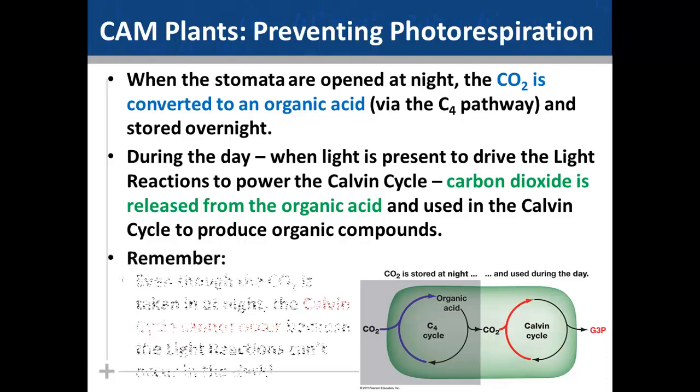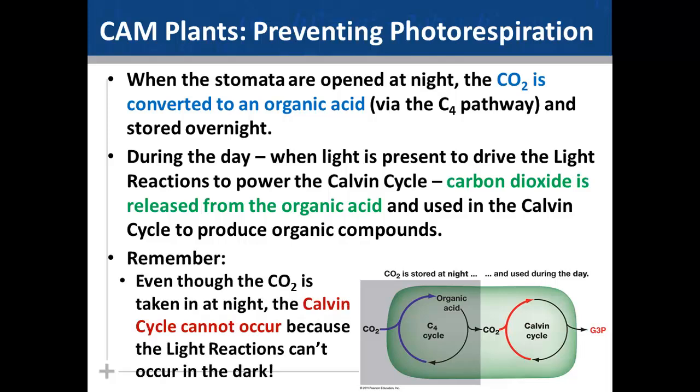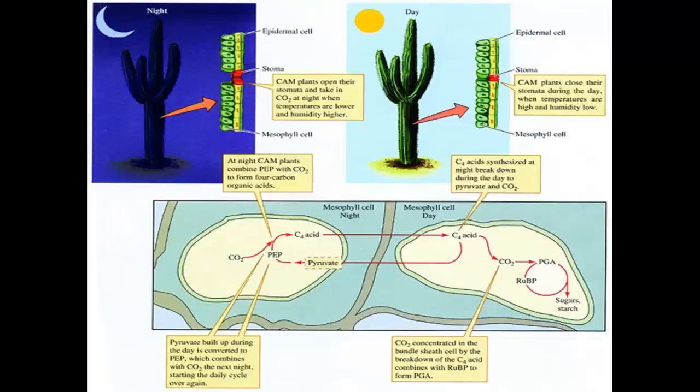Okay. So again, remember that even though the carbon dioxide is taken in at night, the Calvin cycle can't occur at night because the light reactions can't occur in the dark. And the products of the light reactions are required to run the Calvin cycle. Here's an excellent overview of the process of CAM photosynthesis again, just to be able to see what kind of happens at the different times of day.